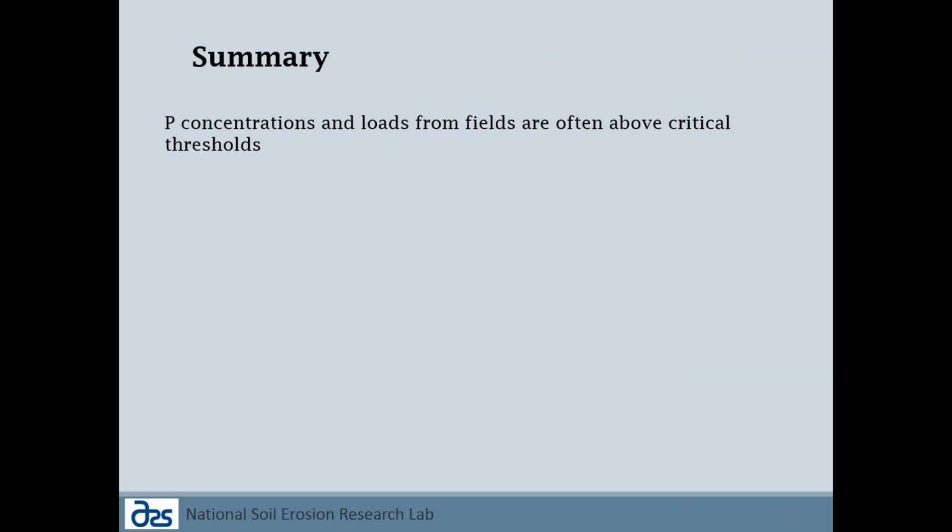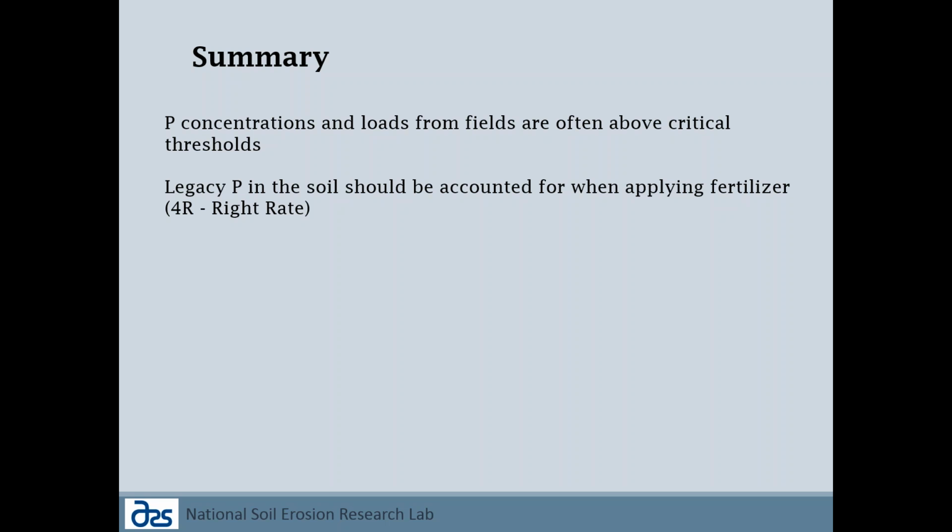So in summary, phosphorus concentrations from fields are often above critical thresholds that have been set for the Western Lake Erie Basin. And there's a lot of phosphorus that's already in our soils that should be accounted for when we're applying fertilizer. We have to think of this legacy P and how we can utilize it. And that comes back to our 4R principle of applying the right fertilizer rate.